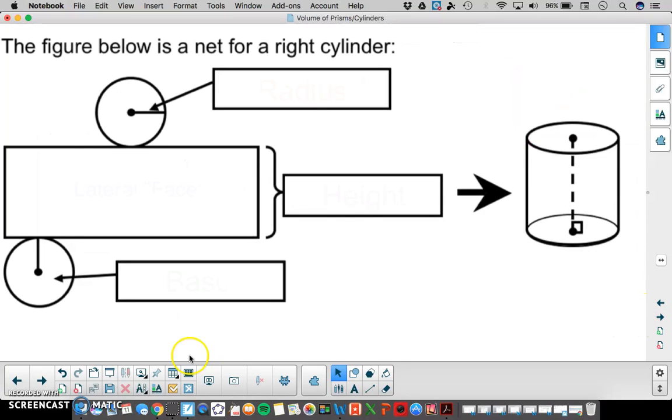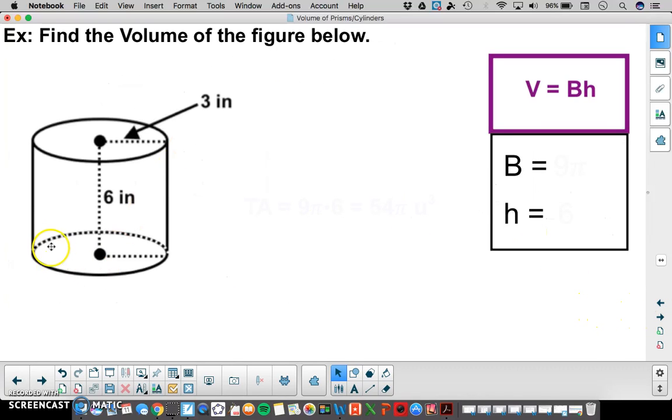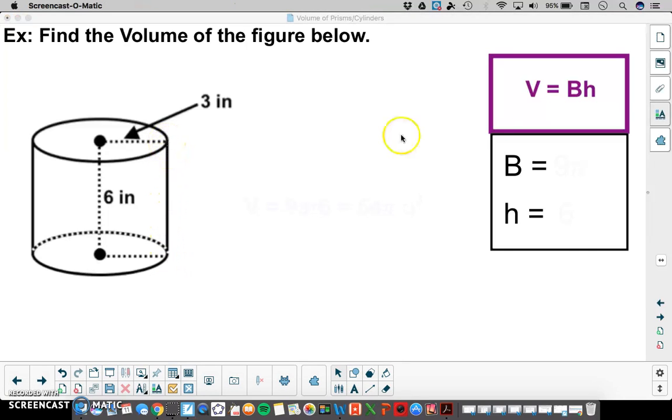Next, let's remind ourselves of what a cylinder looks like. We have the radius of our base, which are the two circles. And the height of that cylinder is the length between the center of those two circles, or the length between the two bases. So I still need to find the area of my base and multiply it times the height. Find how much is going to fill up the bottom, and then how much is going to fill up to the top. Big B will be the area of the base.